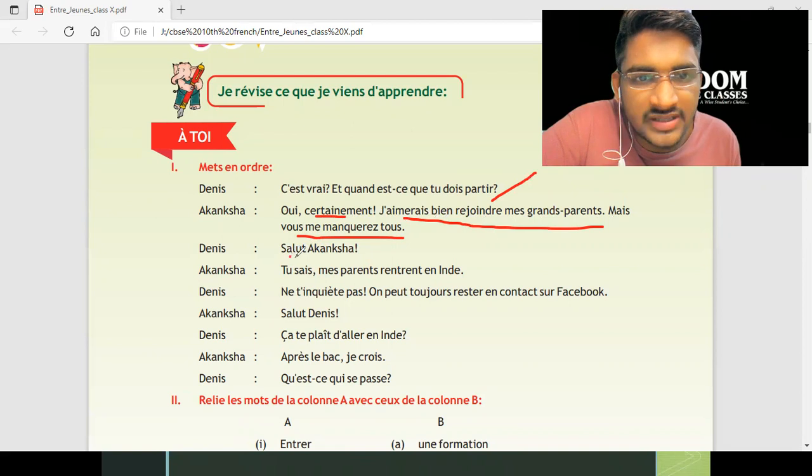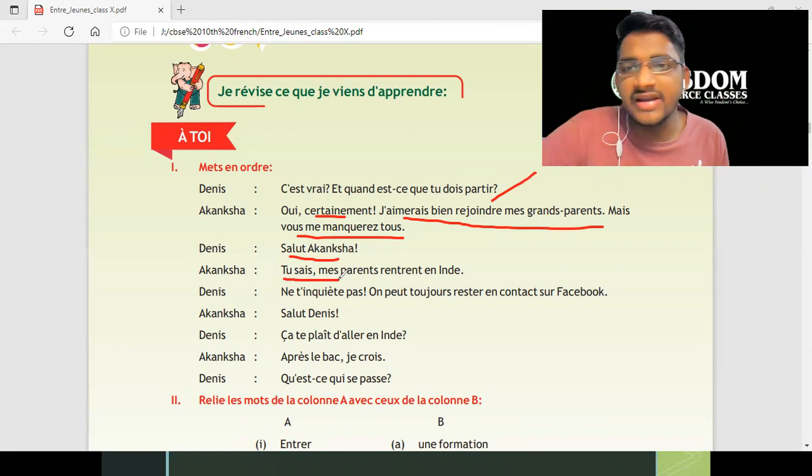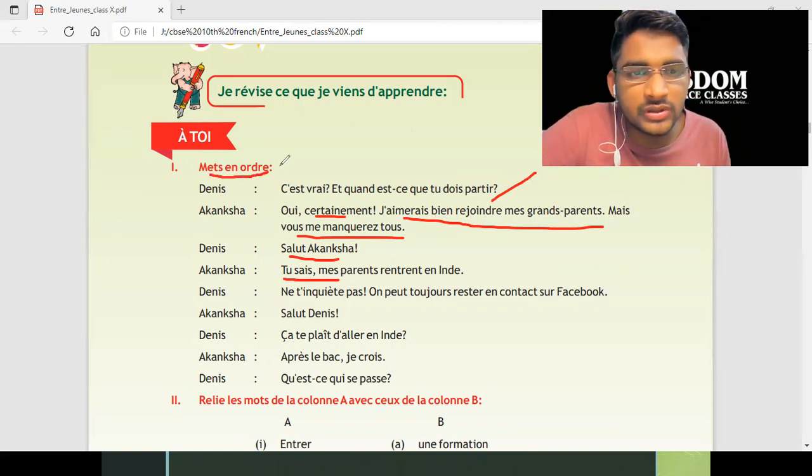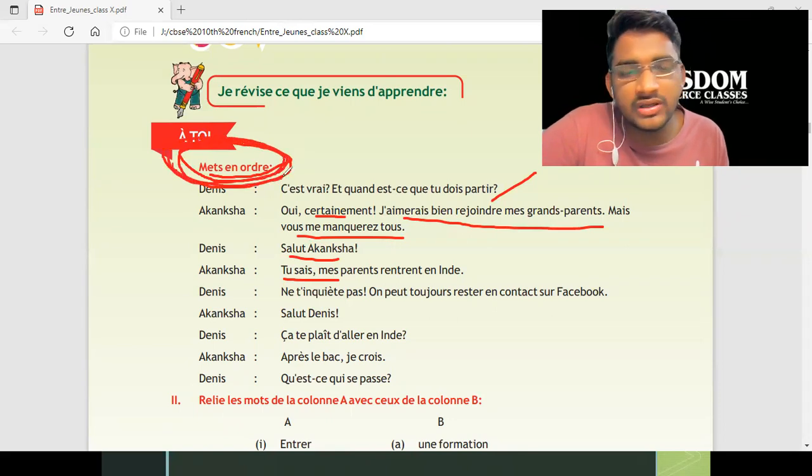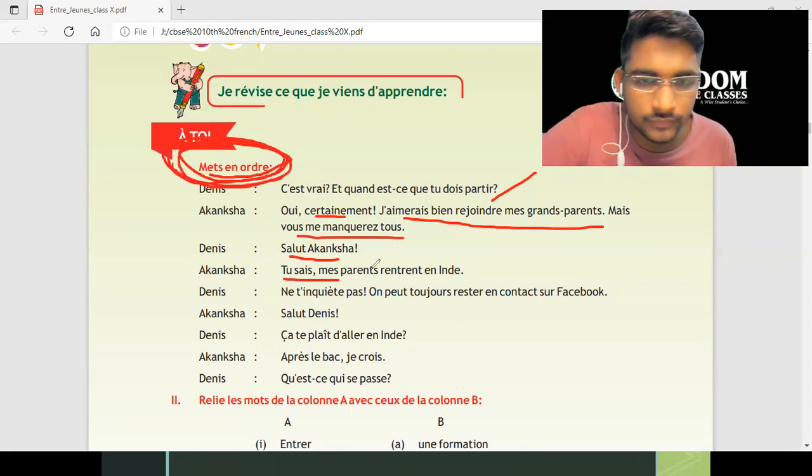Okay, so Dennis says, hi, Akansha. So you can just write the English translation, and then, students, we have to put the entire thing in order. Order means we have to put the dialogues in order.